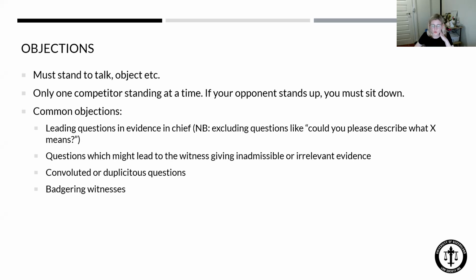You object to questions which might lead to a witness giving inadmissible or irrelevant evidence. That's the key. You need to object to the question. Once the witness has said all of the stuff that's inadmissible, it's in evidence. And the jury's heard it, they can't unhear it.